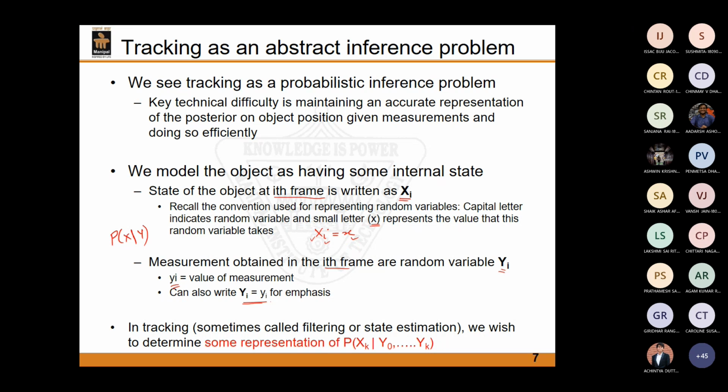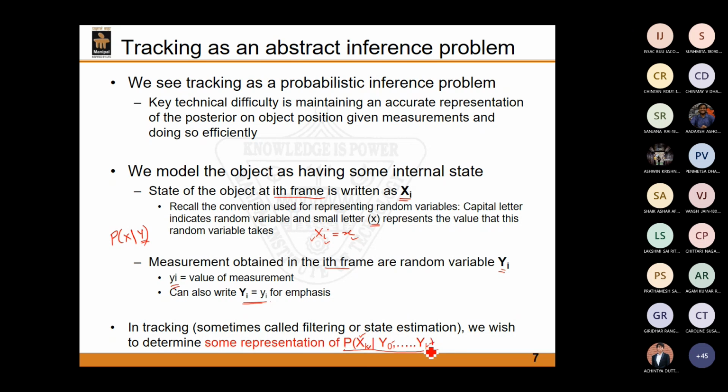While you're doing the tracking, instead of writing P of X given Y, this Y can be assumed over all the observations that you have taken so far. So I can write P of Xk given Y0 to Yk. That means I can find the probability of the state of the object in the kth frame given all the observations made from the 0th frame till the kth frame. I can consider all these past and present observations together in order to find the probability of the state in the current frame.